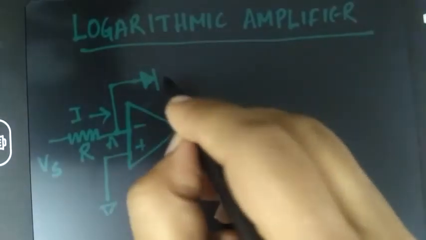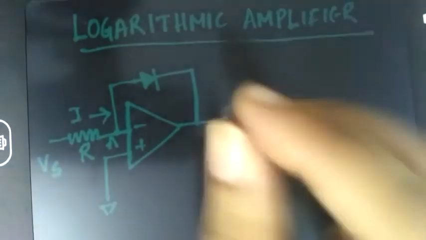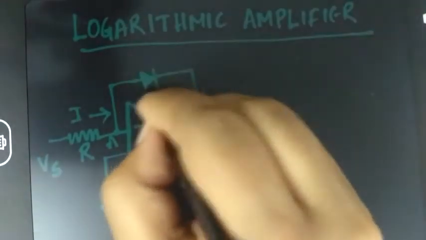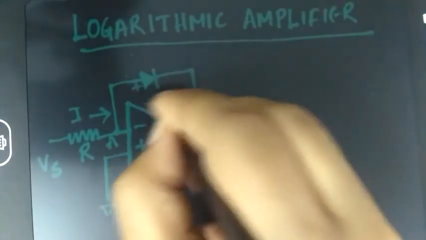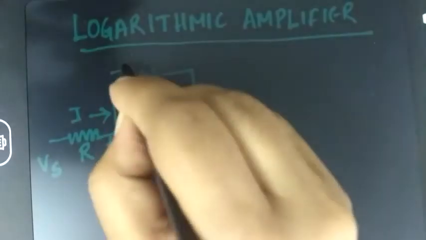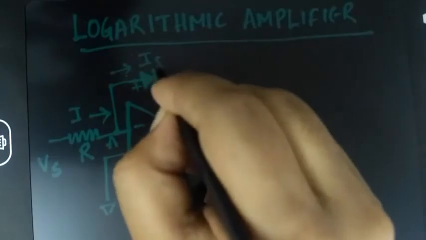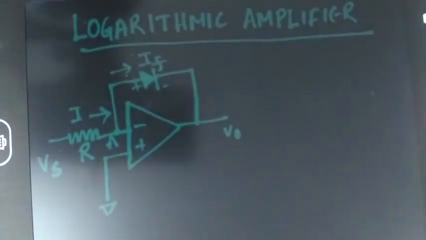A diode is present over there. This is the positive part of the diode, this is the negative part. I'll write it down for you also. And let IF be the current that is flowing through the diode. I hope you all know that a diode conducts in the forward bias only. So this figure shows the circuit diagram of a logarithmic amplifier using op-amp. Is my figure visible?